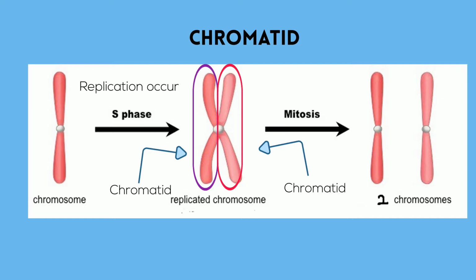For more elaboration, after the mitosis cycle, they will separate, and what we originally called one chromosome with two chromatids, you will now call two separate chromosomes.